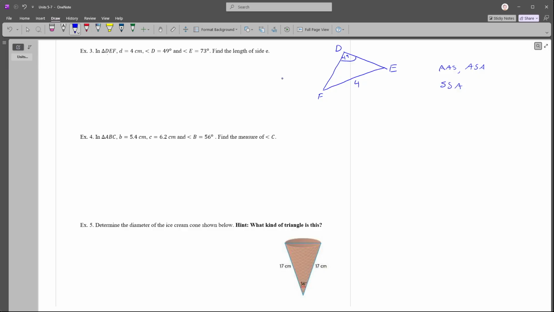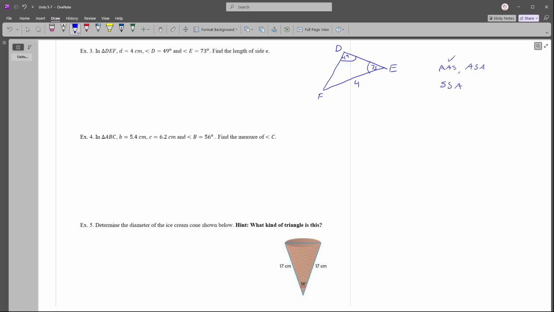It's 49. And angle E over here is 73 degrees. Okay, so we have to verify that we can actually do this. I have 2 angles, so we have to see if we satisfy one of the top 2. Angle, angle, side. Yep, there we go. That's the one we have. So that means we can use the sine law.